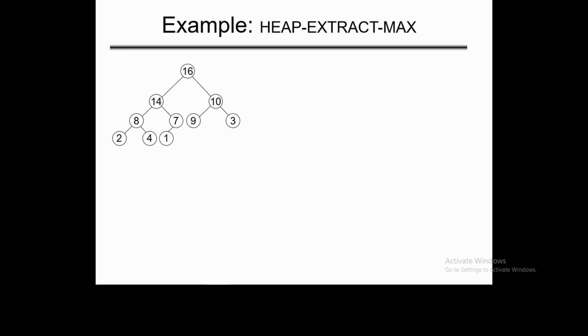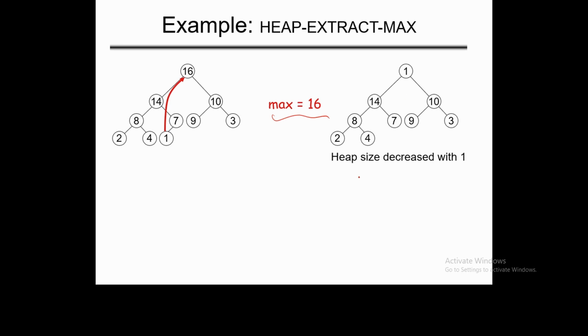Okay. Now this is the example of how we are extracting. So max is 16, it will be exchanged with the value 1. 1 will come here. When 1 will come here, the heap size will be decreased by 1 as this element is deleted from here. Now this 1 is here and it is violating the max heap property. So we need to use the max heapify procedure. So 1 will be replaced with 14, then 1 will be replaced with 8.